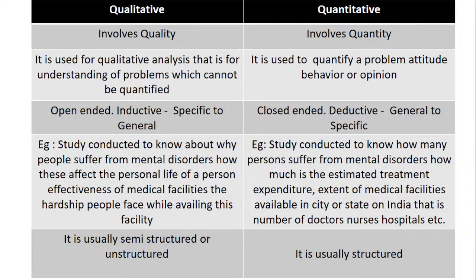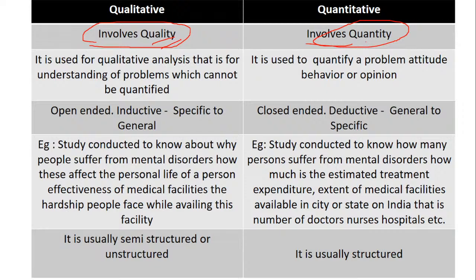So yes, we are talking about qualitative and quantitative research. Qualitative research is something which involves quality. Quantitative research is something which involves quantity. Now see, quality and quantity. So quality gives more emphasis on what? More emphasis on characteristics, whereas quantitative research gives more emphasis on numbers.